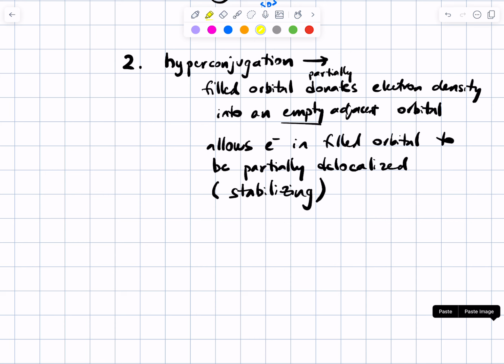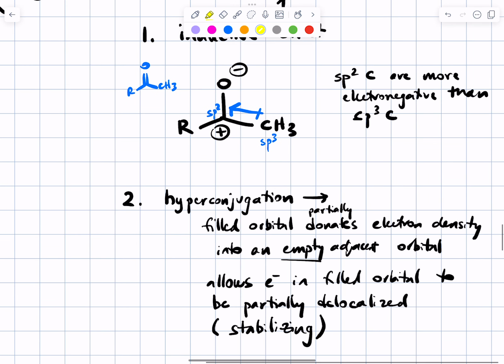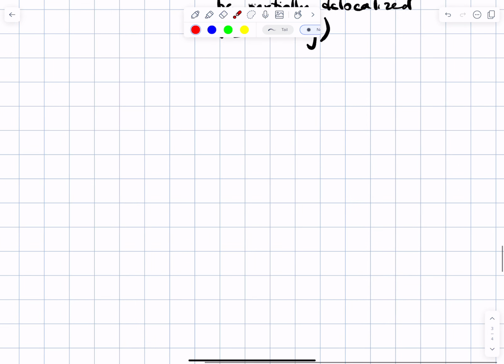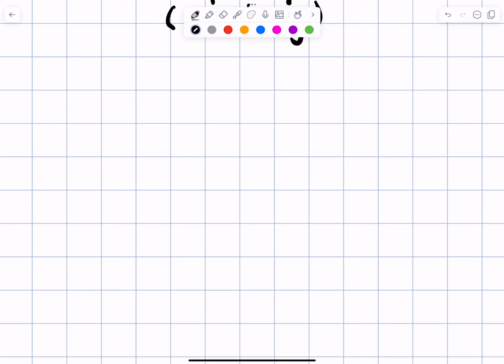Yes? In this example, is it the p orbital on the carbon? Close, it's the pi star. Yeah, so I'll show you an example of this in the carbonyl compound.